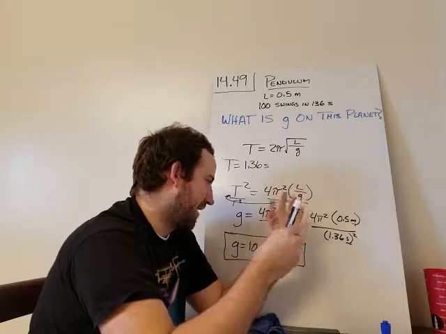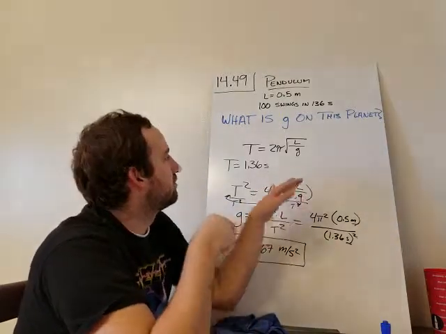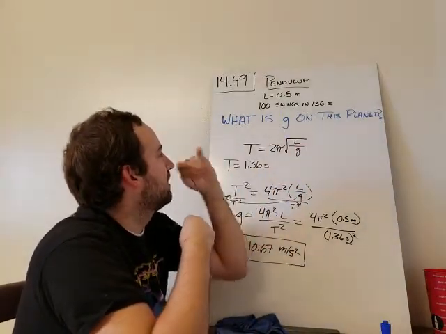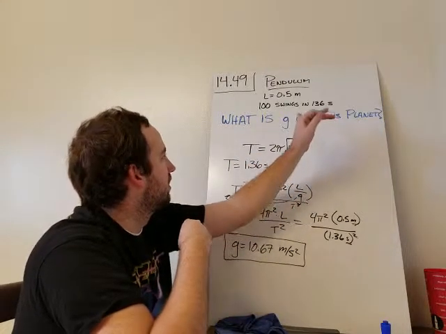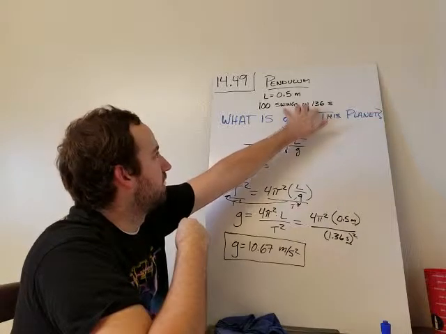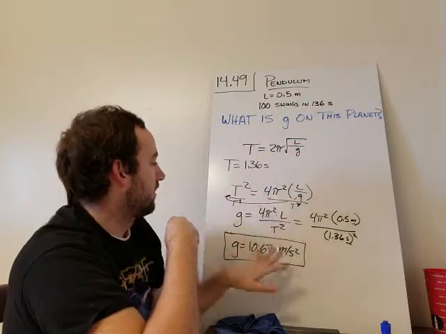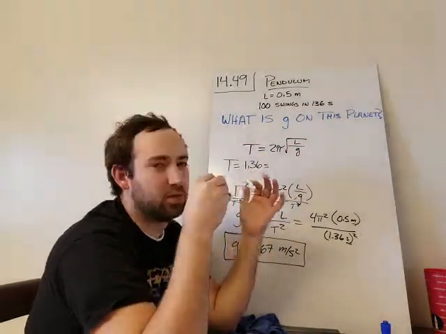So anyway, back to the problem. We used one of our equations for period, and then we used the length of the pendulum, and we were able to figure out the period to find out the gravity on this planet.